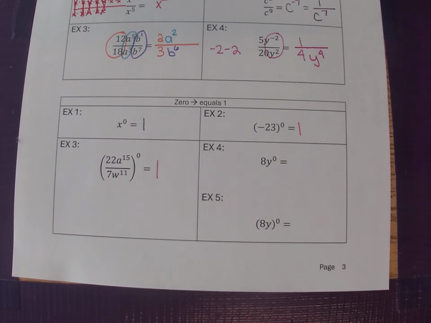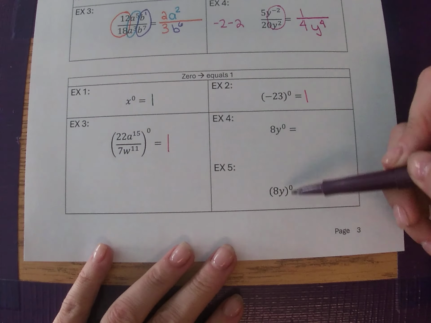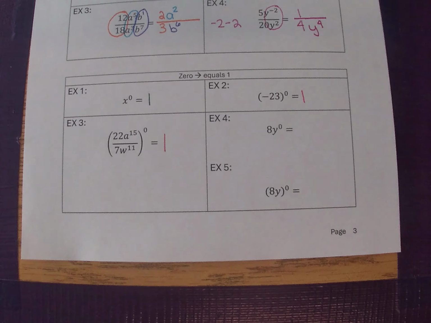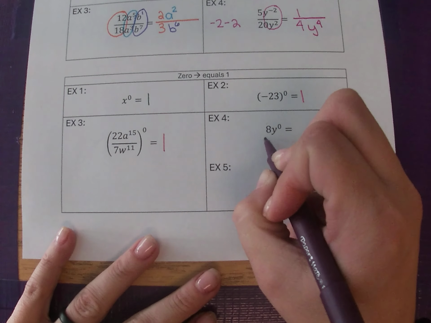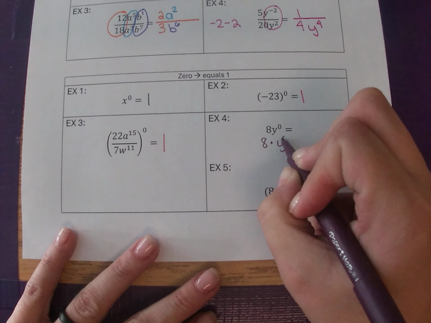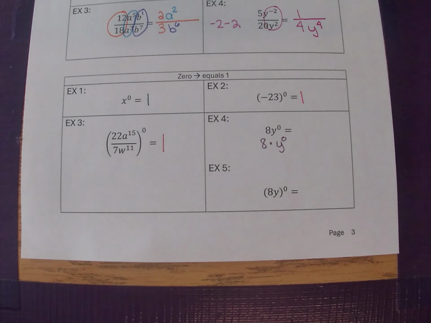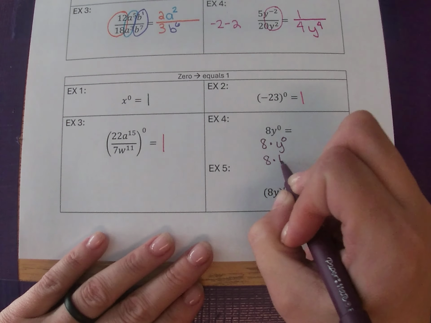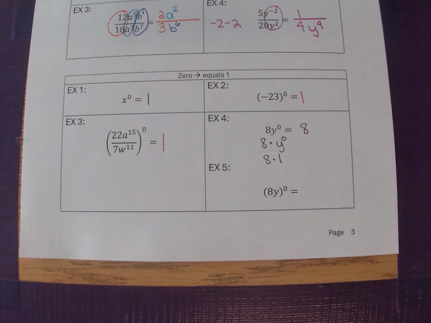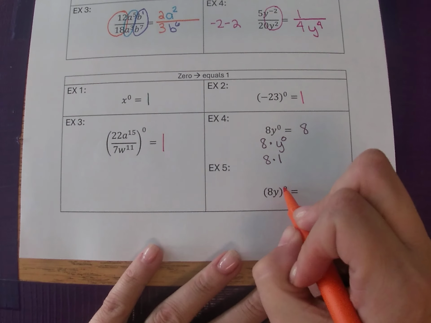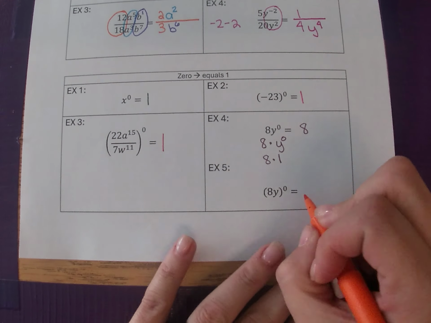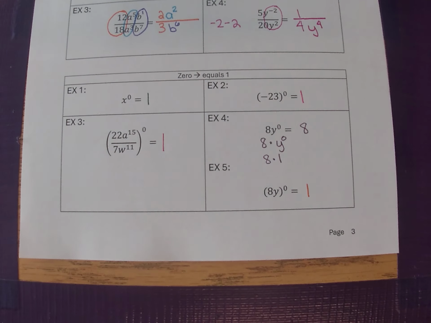Now, where we have to be careful is when we're looking at problems like this. Just because we see an exponent of 0 doesn't mean it is all receiving the exponent of 0. So in this problem right here, this says 8 times y to the 0 power. That 8 is not receiving the exponent of 0. So y to the 0 power becomes 1, but then I'm left with 8 times 1, which is 8. Whereas on my second one, this says everything is receiving the power of 0, and so that is equal to 1.